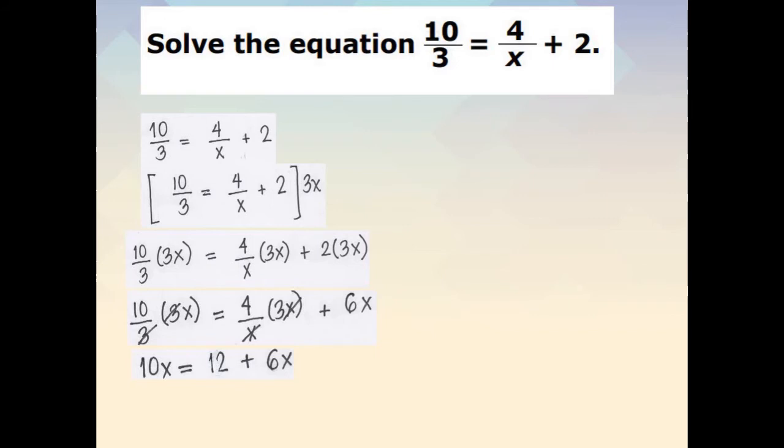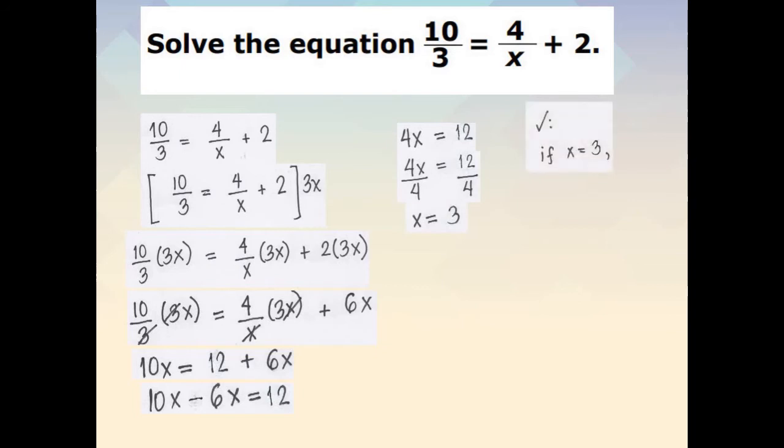We subtract both sides by 6x. So 10x minus 6x is equal to 12. So 10x minus 6x is 4x. So 4x is equal to 12. Then after that, we shall divide both sides by 4 so that we can find the value of x. So x is equal to 3.